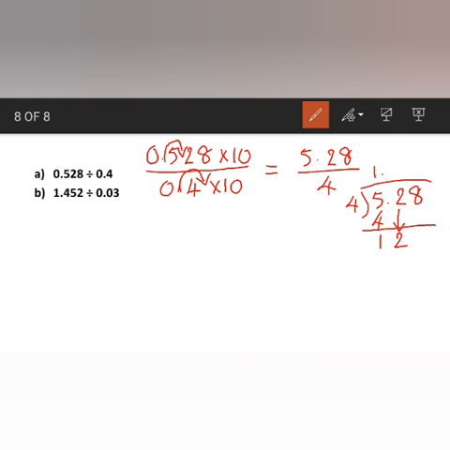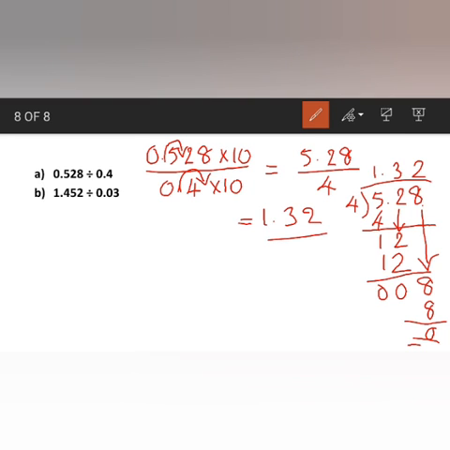How many times will 4 go in 12? For 3 times. So this will be 12 here. 12 minus 12, it is 0. Now bring the next one, that is 8. So how many times will 4 go in 8? For 2 times. So write 8 here. 8 minus 8, it is 0. So that we got our answer as 1.32. Okay, this is how we do the division by decimal numbers.